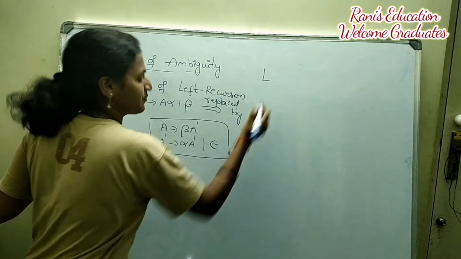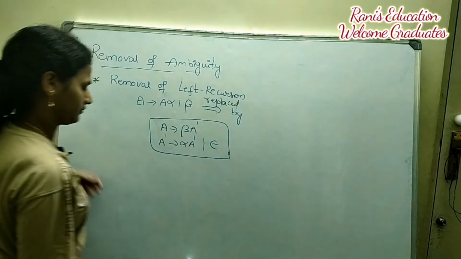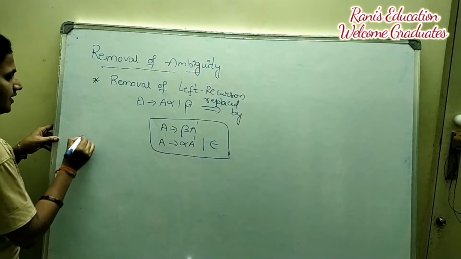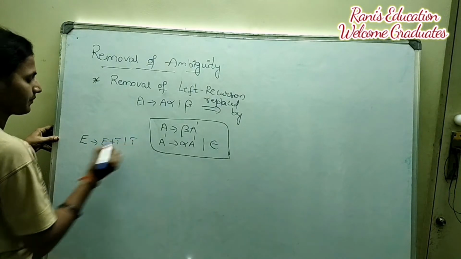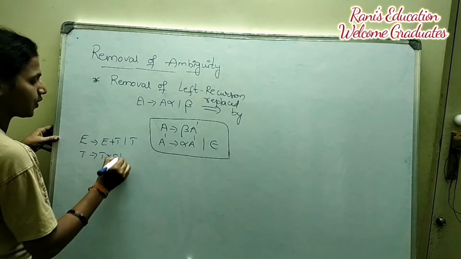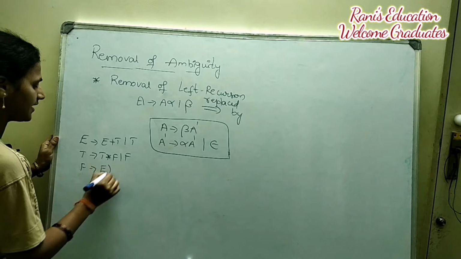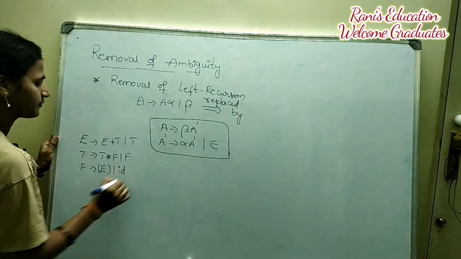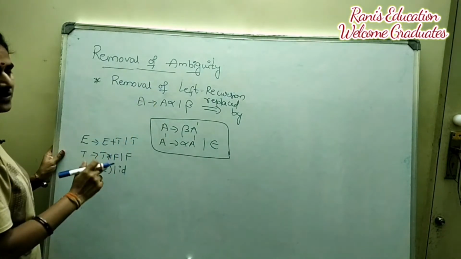So take the example like this. E derives E plus T or T. T derives T star F or F. F derives E or id. This is the grammar we are going to consider for the removal of left recursion.